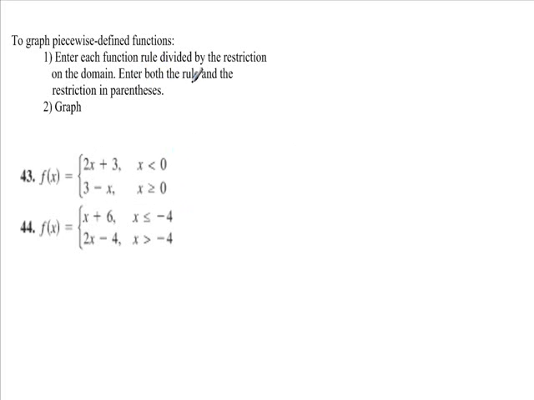It says to enter both the rule and the restriction in parentheses, and you also need to enter the rule divided by the restriction. So we would enter this as (2x plus 3) in parentheses divided by (x is less than 0) in parentheses. And then in y2 we would enter (3 minus x) in parentheses divided by (x is greater than or equal to 0). Now, to get the inequality symbols, you're going to need to use the test menu.